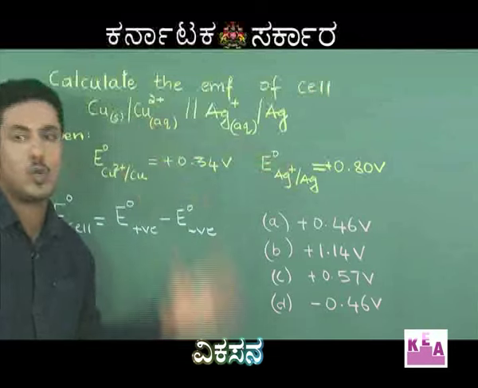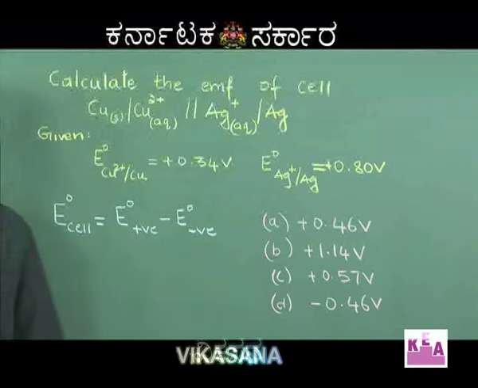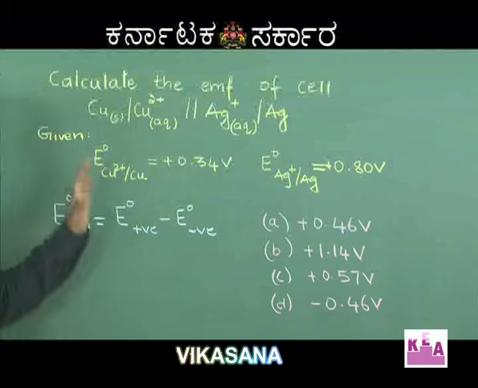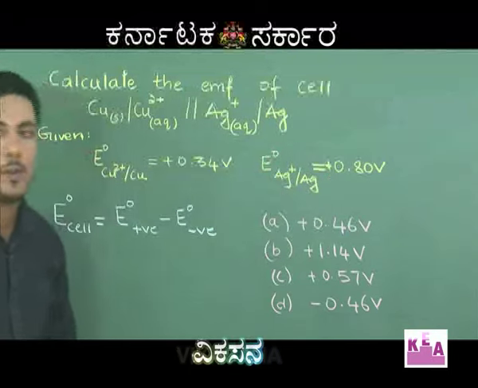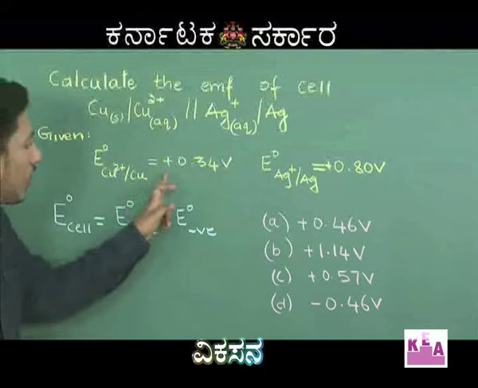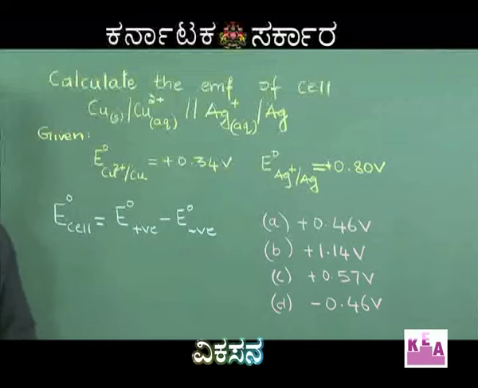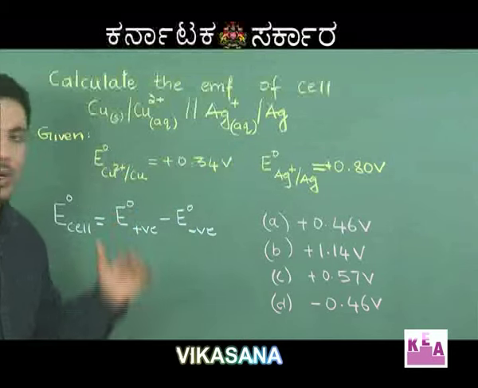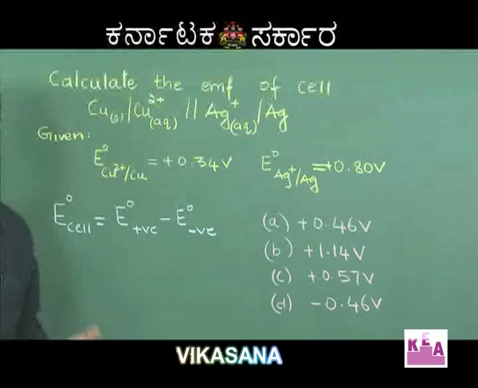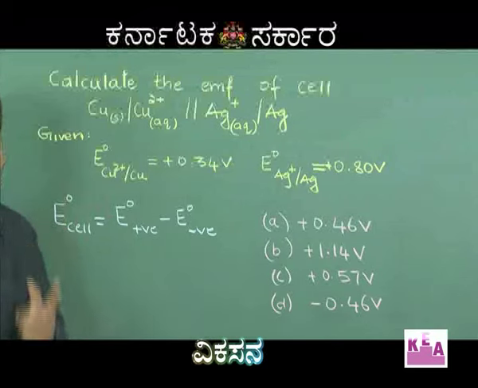Based on the values also you can distinguish which is positive and which is negative electrode. The electrode with higher positive value will be positive electrode. The one with lower positive value will be the negative electrode. If both the values are negative, the electrode with higher negative value will be negative electrode and the one with lower negative value will be considered as the positive electrode.